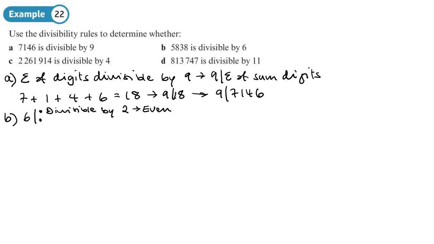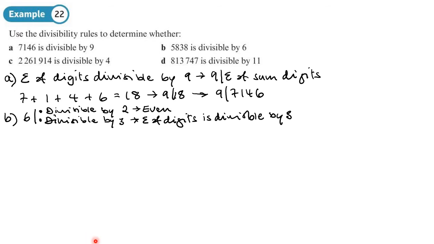That's the rule for testing whether it's divisible by 2. And it will be divisible by 3 if the sum of the digits is divisible by 3. So we're using basically the rules of divisibility for 2 and 3 to prove that it's divisible by 6.